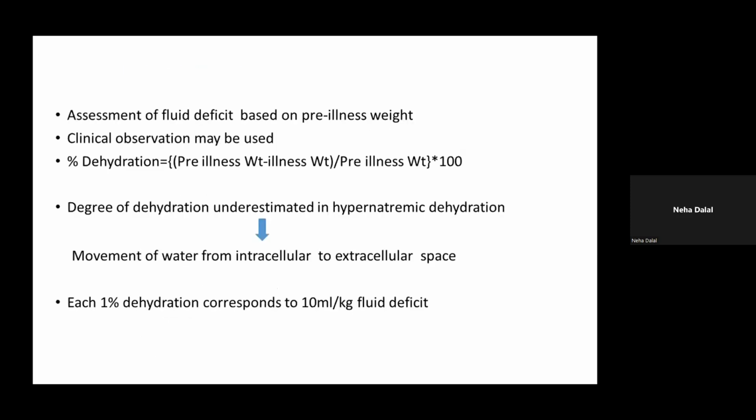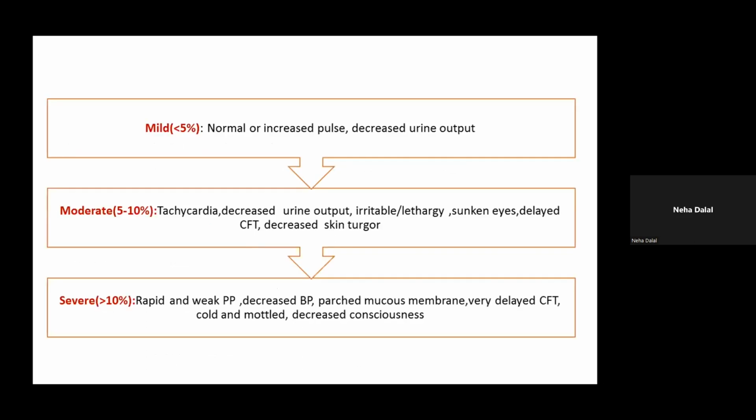To assess dehydration, a pre-illness weight and percentage of dehydration is always calculated. Every 1% of dehydration corresponds to about 10 ml per kg of fluid deficit that needs to be replaced. The severity of dehydration is further classified into mild, moderate, and severe, depending upon the percentage: less than 5, between 5 to 10%, and more than 10%. This range can vary. Some textbooks quote it as more than 12%.